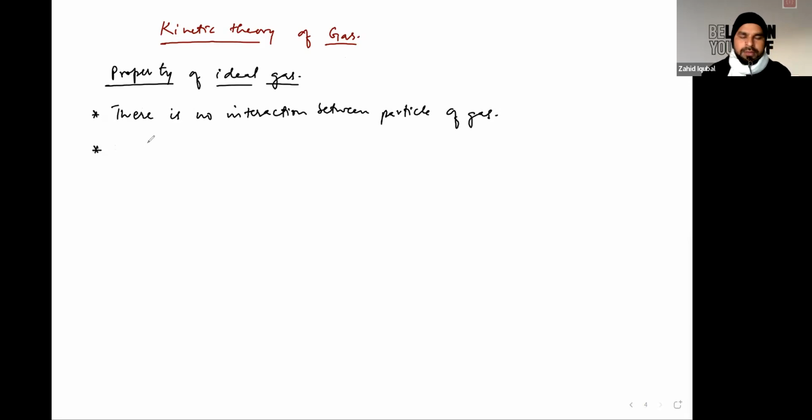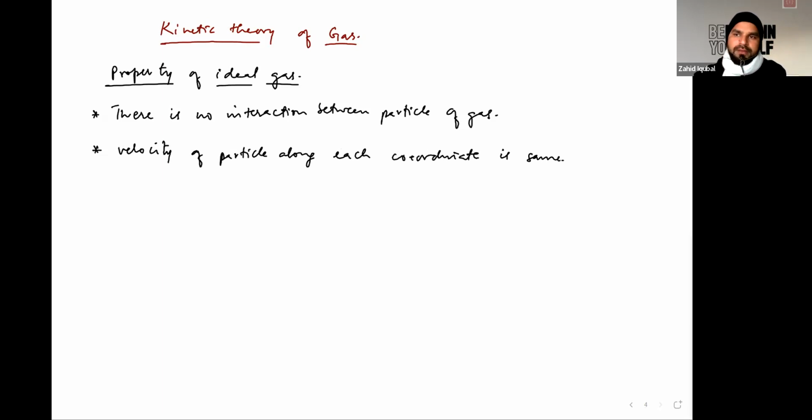Next, each particle will move with the same velocity along all different coordinate axes. So the velocity of the particle along each coordinate axis is the same. That is, velocity along x-axis, y-axis, and z-axis, all will be the same.